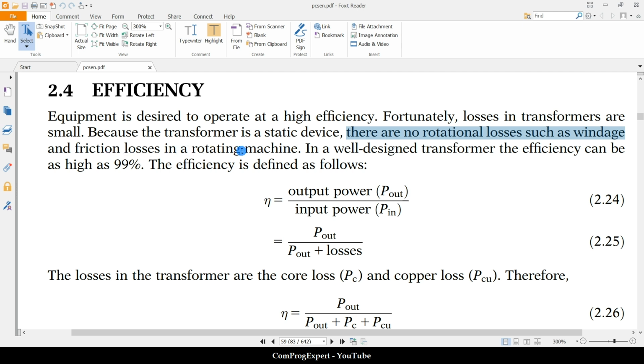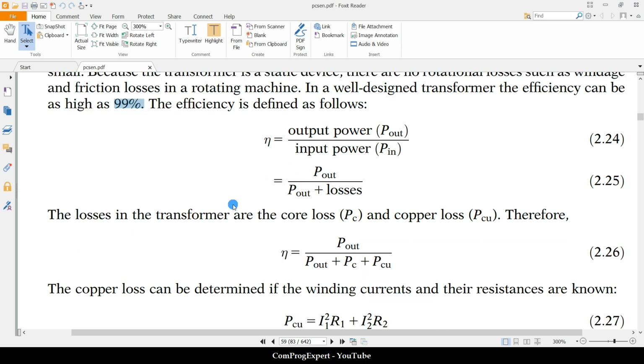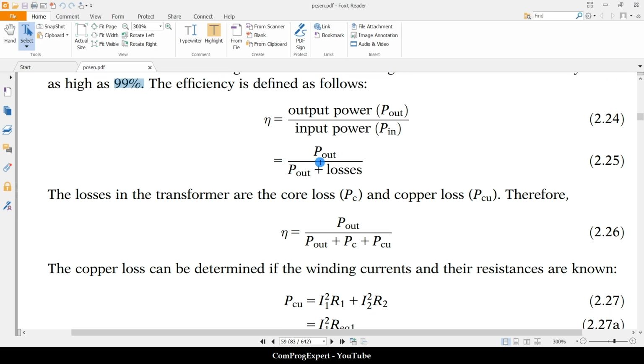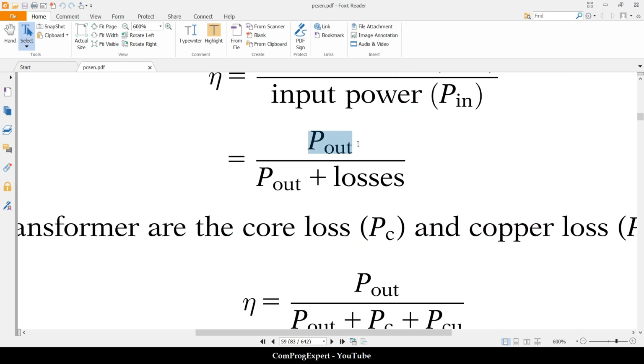In the case of rotating electric machines, we have mechanical loss, and also iron losses are higher because we have rotating fluxes and so on, more complex than what we have in transformers. So in a well-designed transformer, the efficiency can be as high as 99%.